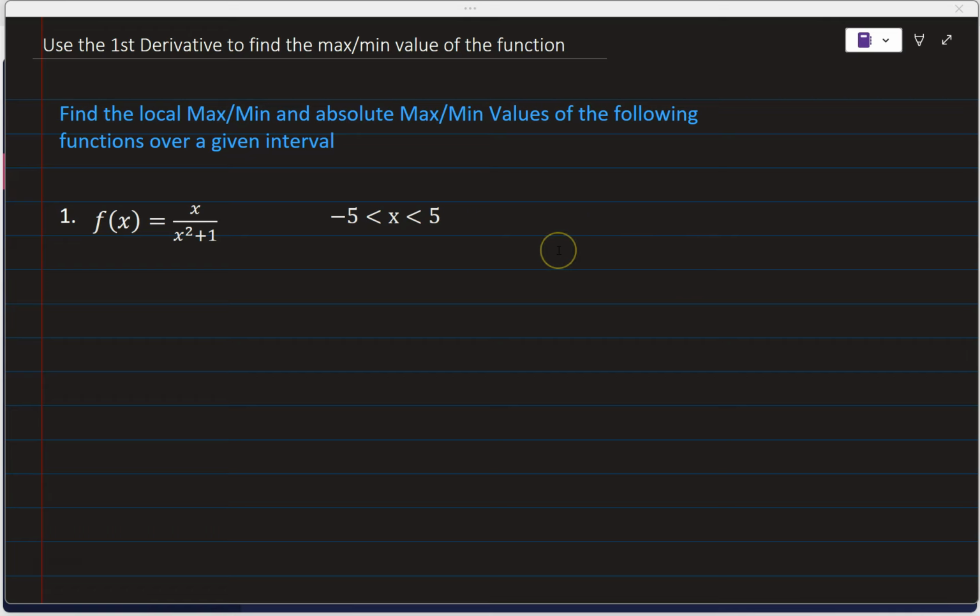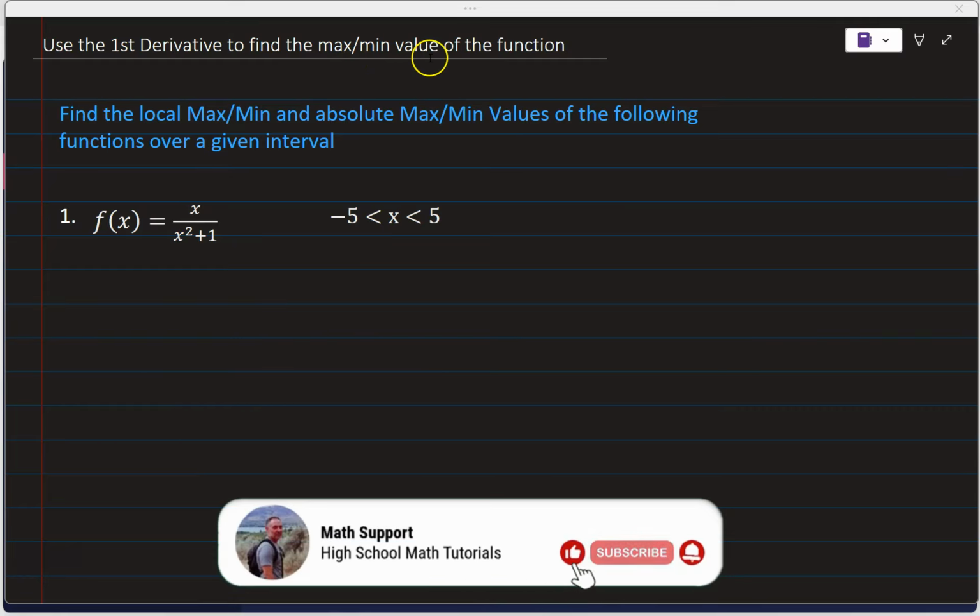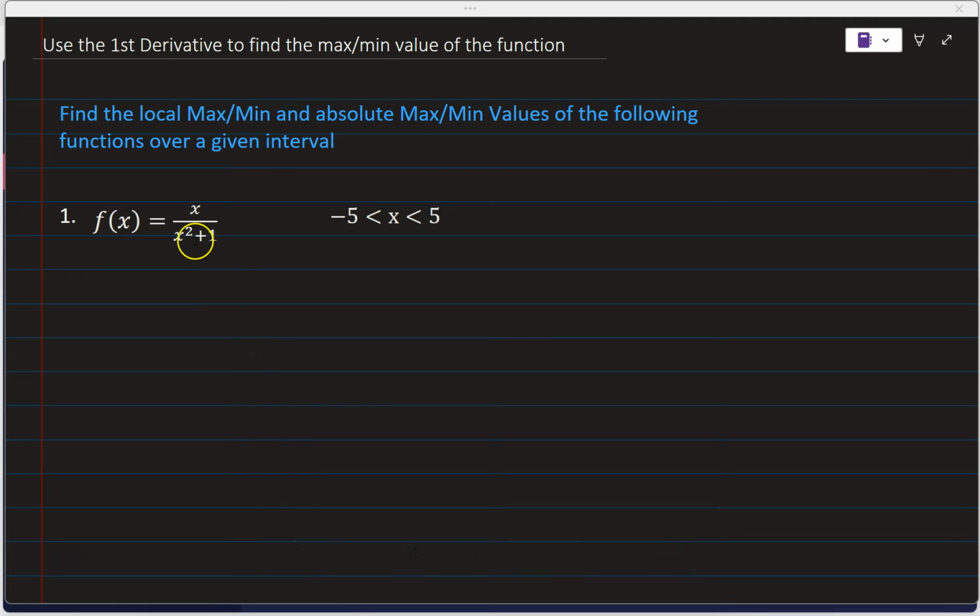Welcome back. So in this lesson, we're going to go through the use of the first derivative to find the maximum and minimum values of a function. I have two questions set up for you here, two examples. In both of them, we want to find the local max and min and absolute maximum and minimum values of the following functions over a given interval.